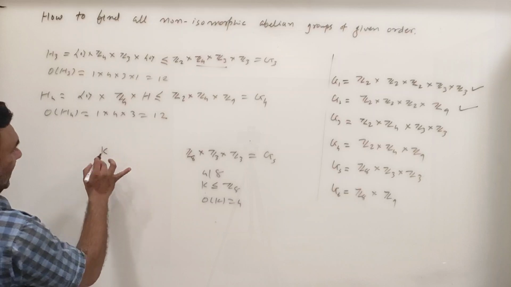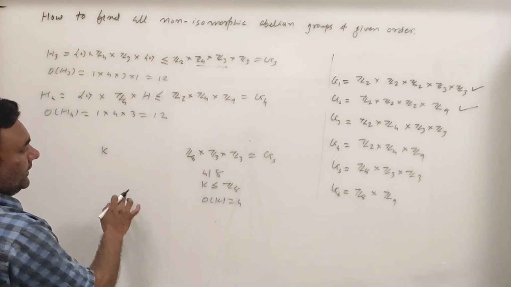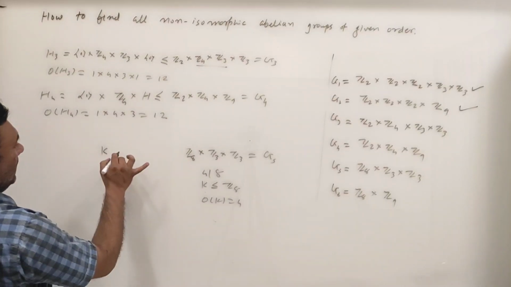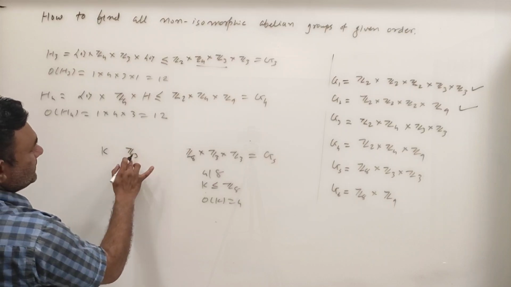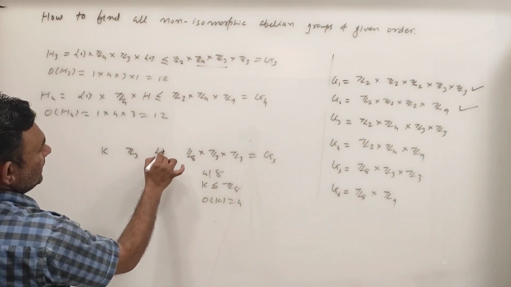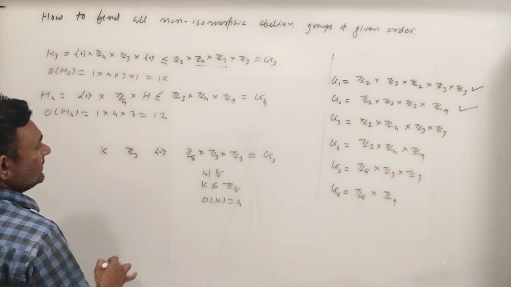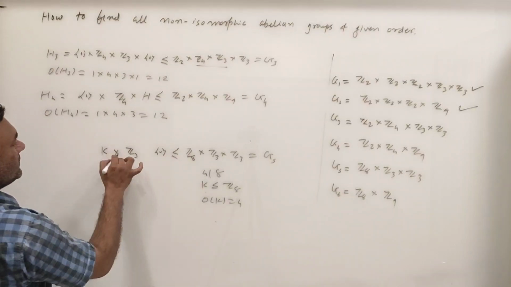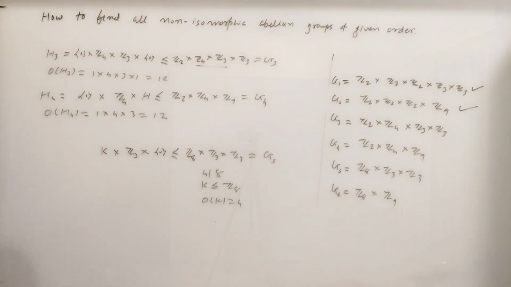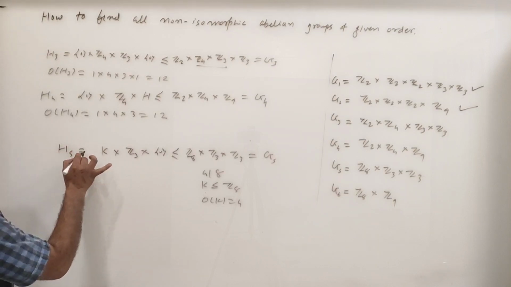So you consider that K is a subgroup of Z8 and its order is 4, and Z3 is a subgroup of Z3 and singleton 0 is a subgroup of Z3. So this one cross this one is a subgroup of G5, and let me say it is H5.